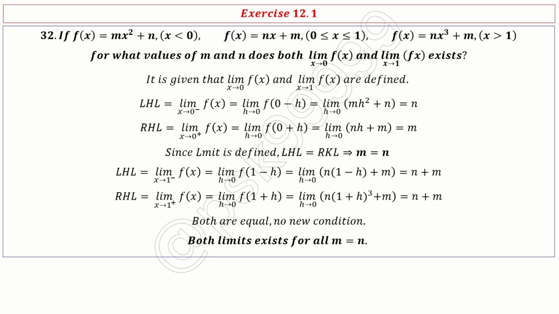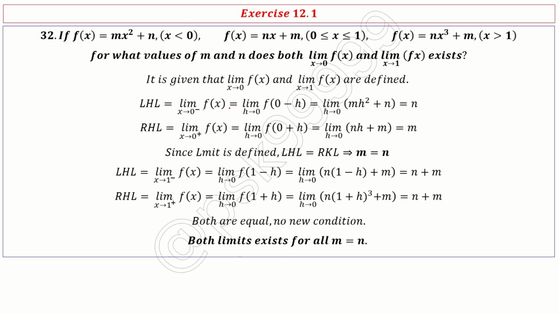If f of x equals m x square plus n for x less than 0, n x plus m for x between 0 and 1, and n x cube plus m for x greater than 1, then for what values of m and n do both the limit as x tends to 0 of f of x and the limit as x tends to 1 of f of x exist? It is given that both limits are defined, which means first find out the LHL for x tends to 0 minus.